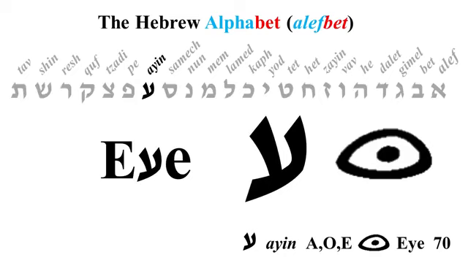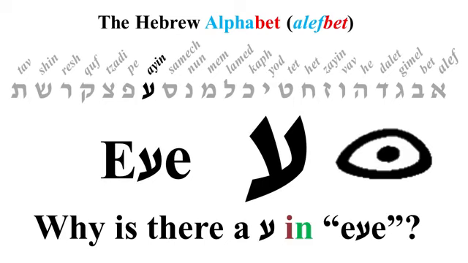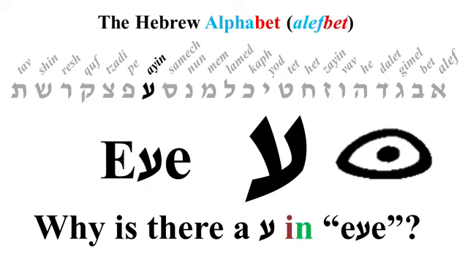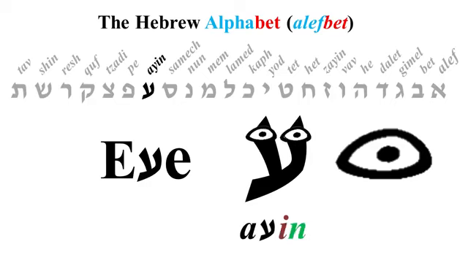All right? And if you ever wondered, why does the word eye, why is it spelled E-Y-E? You know, why not just the letter I? Well, I think it comes from the Hebrew. It has an ayin, looks like the letter Y. Okay, so why is there a Y in I? It's from the ayin.